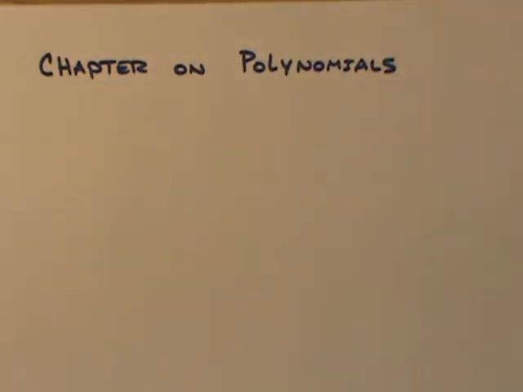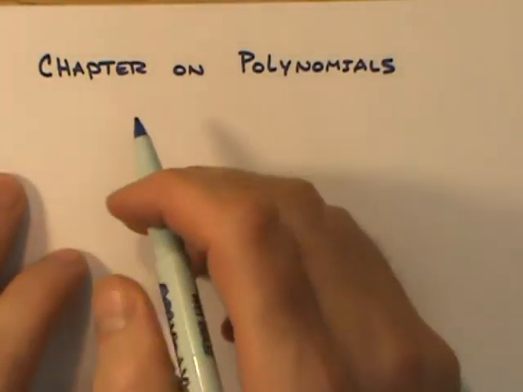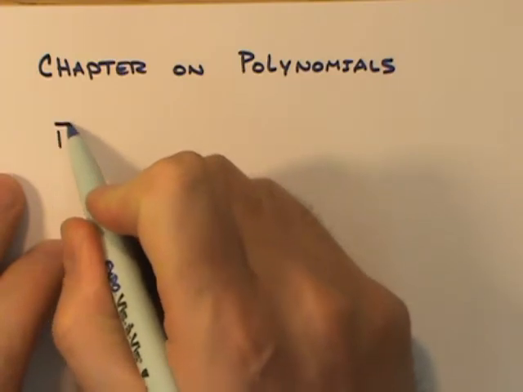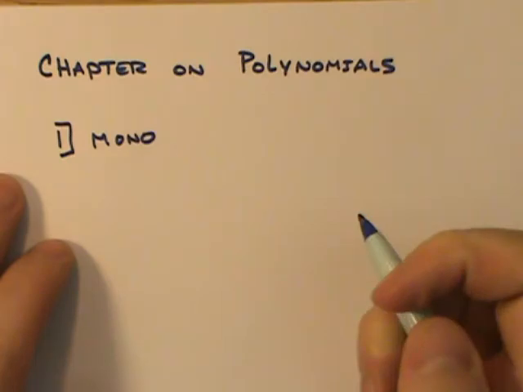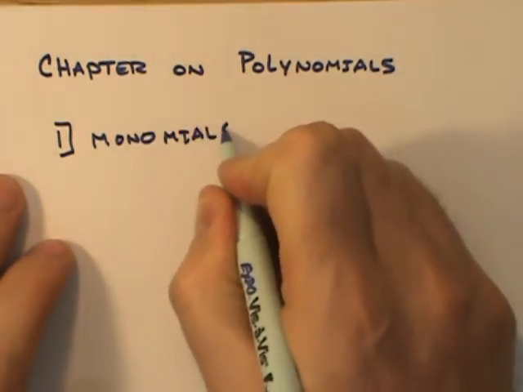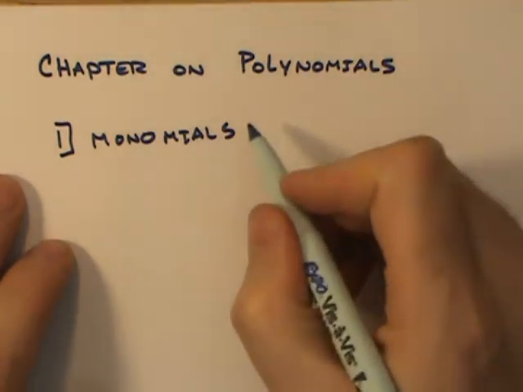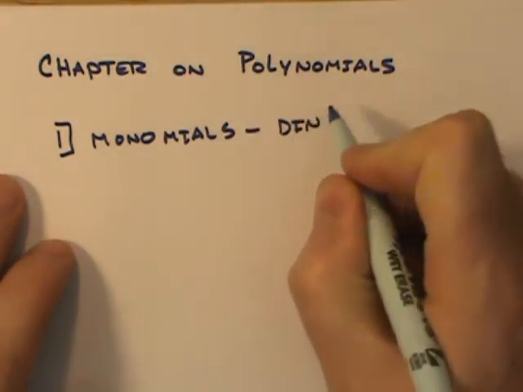Let's start off with our chapter on polynomials. We need to set a foundation for some vocabulary words. First, I want to talk about monomials. Notice it says monomial. For a monomial, the simplest definition is when you have one term.